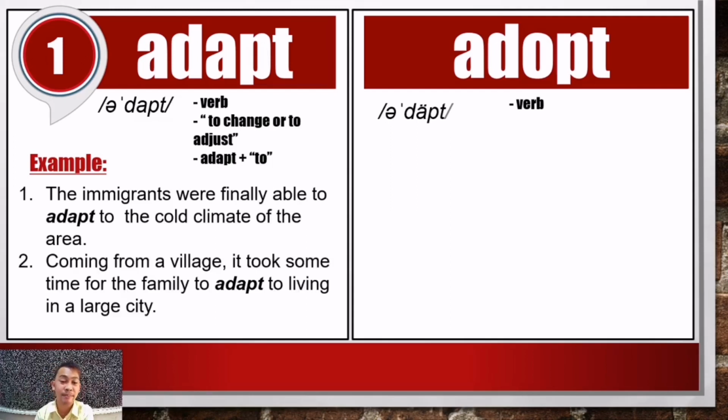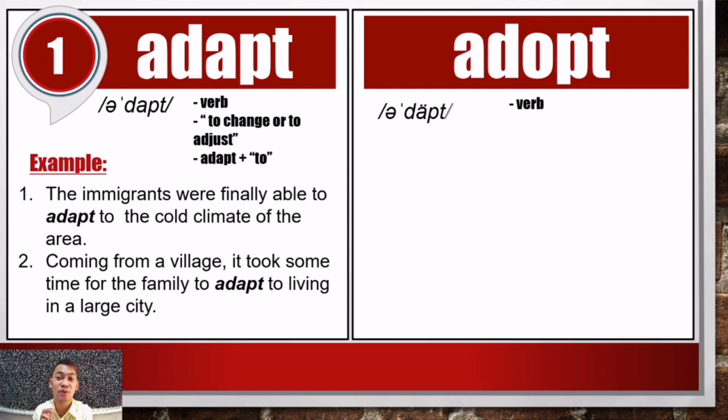Let us have another example. Coming from a village, it took some time for the family to adapt to living in a large city. Just like in the previous example, the word adapt there is also followed by preposition to. So from that point, that guarantees us that the word that should be used is the word adapt, which means to change or to adjust. And at the same time, if we're going to understand the sentence, it means that the family there was able to adjust or to change living from a small city to a large city. There is adjustment. All right?